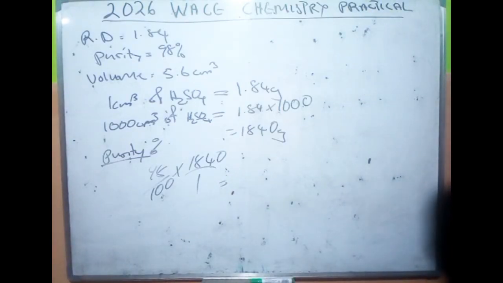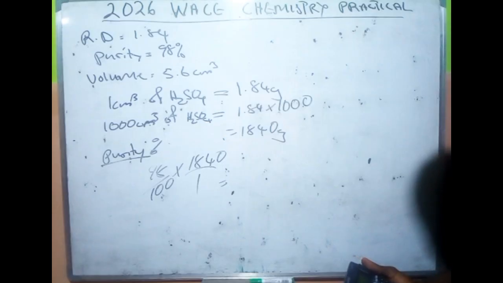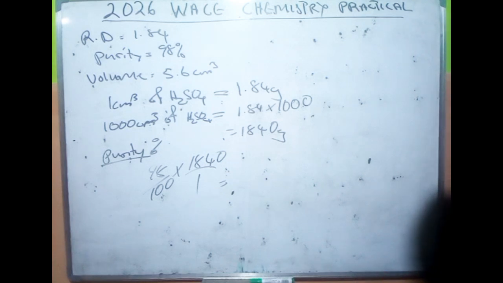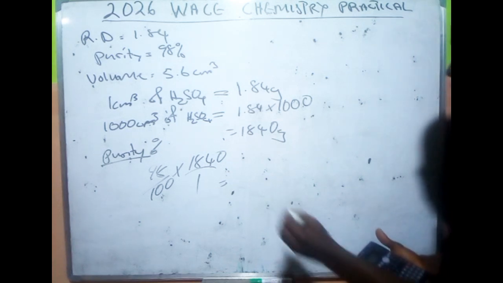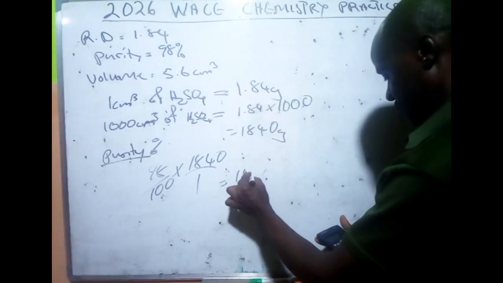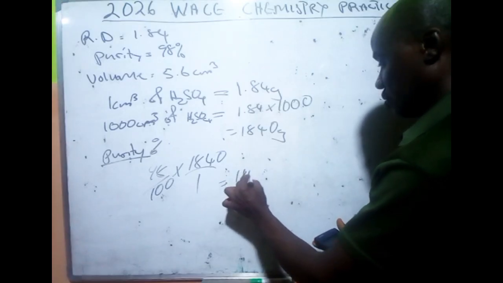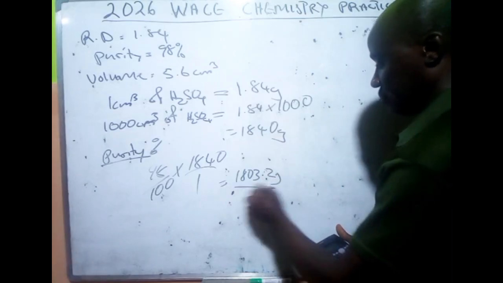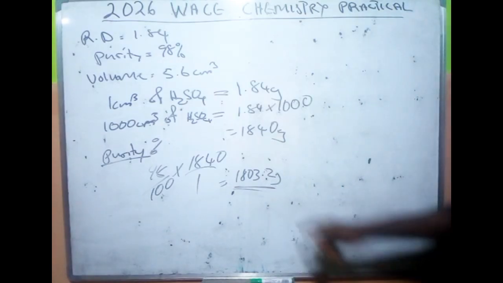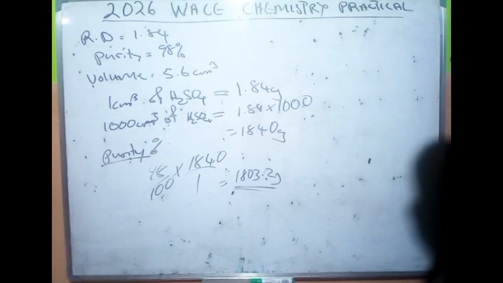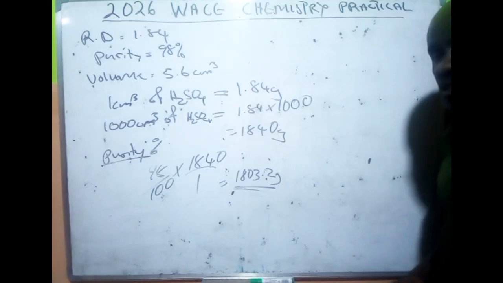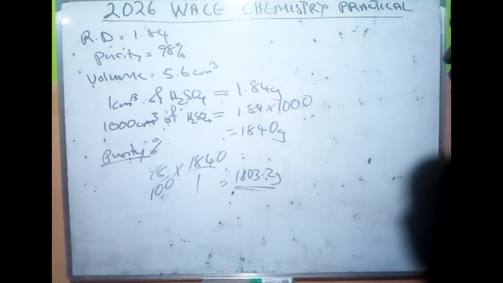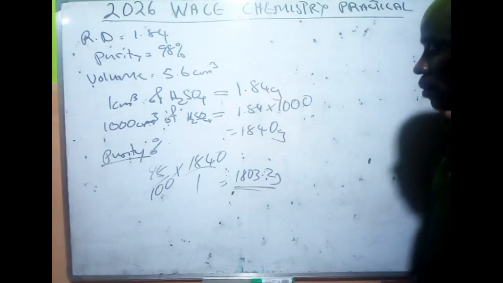It will give us 98 times 1840 divided by 100. What we have will be 1803.2 grams. That's what we have as pure tetraoxosulphate acid in this 1 dm cube. So what next?